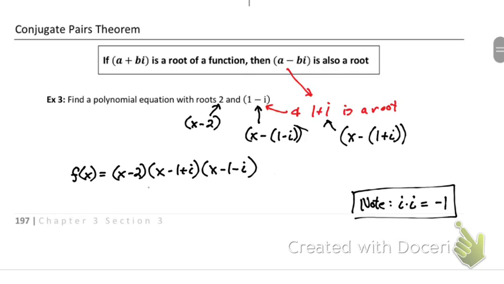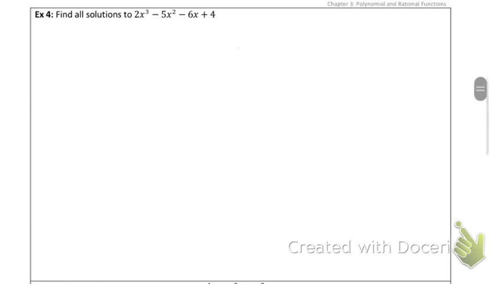But that'll be a bonus point. On your homework, if you want to try it on some of them, I put the standard form on the answer key for most of them. So if you just want to practice putting it in standard form and see if you can do it, it is on the answer key. All right, so that is the conjugate pairs theorem.